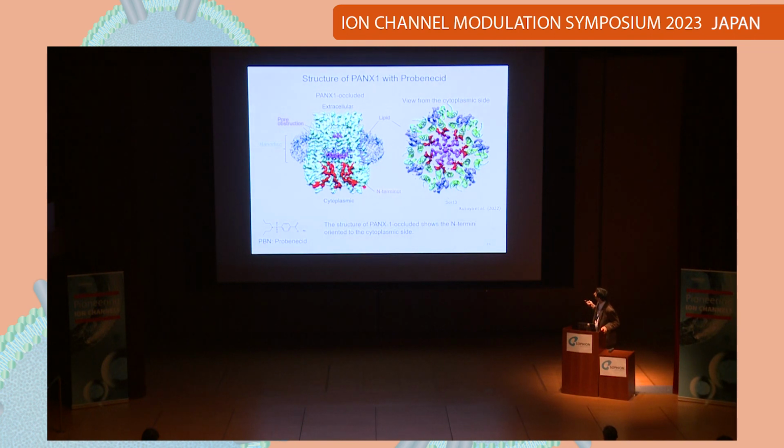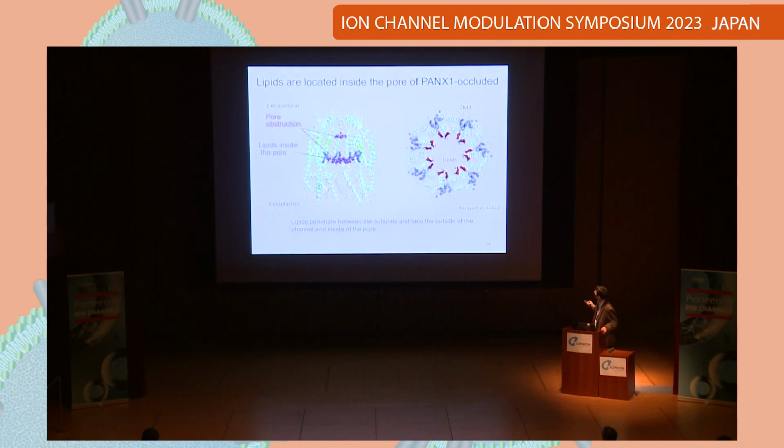And also there is density for lipids found in the intercellular spaces. But not only here, we also found lipid acyl chain densities inside the pore, along with transmembrane helix 1. So there are lipid densities inside the pore, outside the pore, and in the intercellular spaces. So we assume the lipid can penetrate through the intercellular spaces by lateral movement.